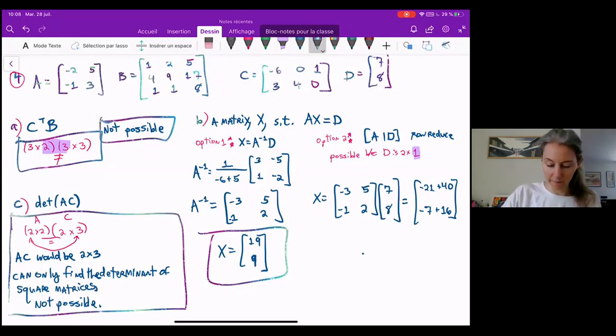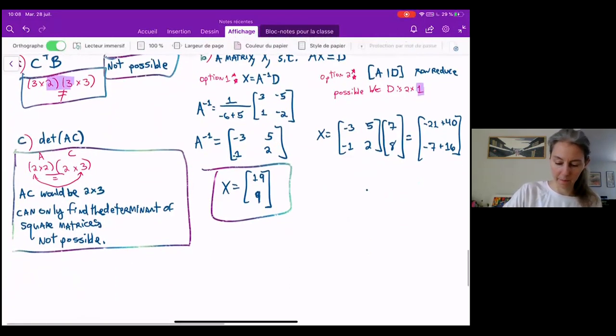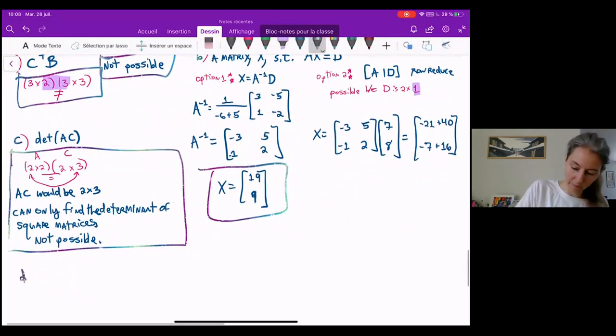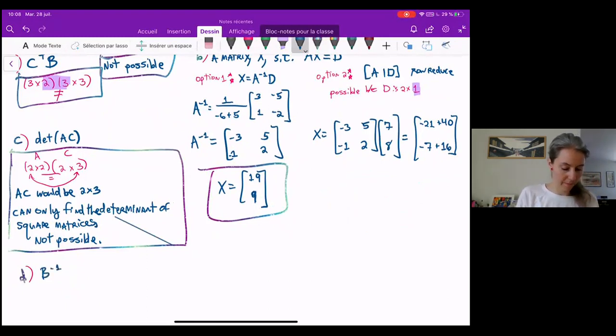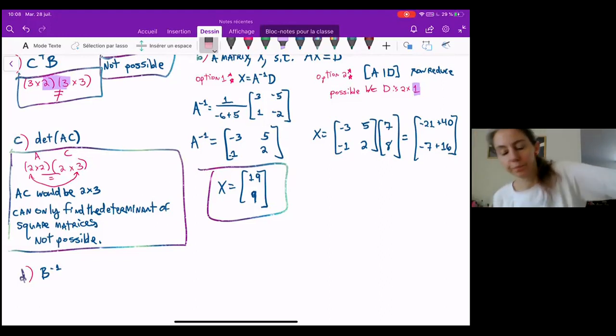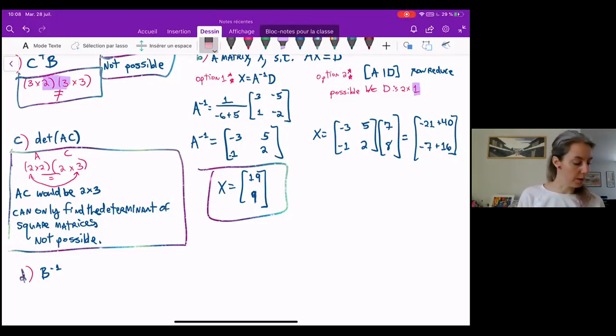Which brings us to D. Which tells me to find B inverse. Yes, we can only do the determinant of a square matrix, right? Because we know if it's not square, it's not invertible. It's not like we think about non-square matrices differently. Determinants only work for square matrices. Exactly, I can only do the inverse of a square matrix as well.